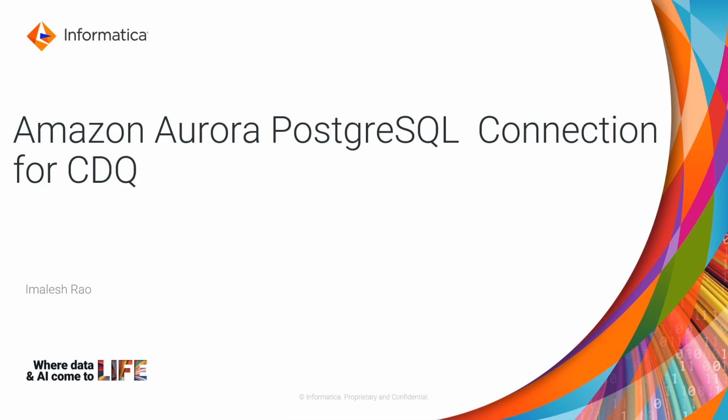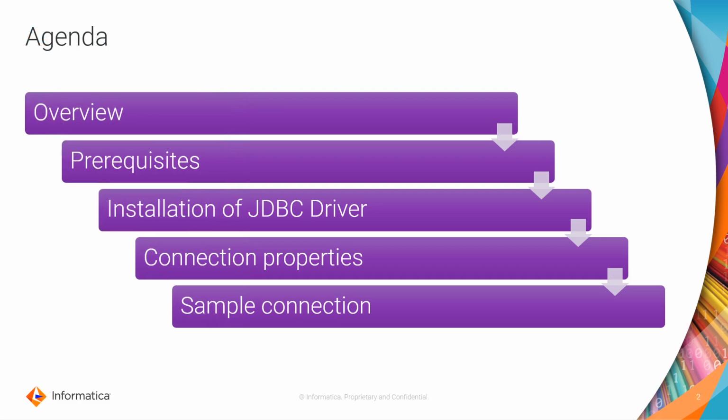This is Imalesh Rao from Informatica GCS, and in this video we are going to see how to create an Amazon Aurora PostgreSQL connection for CDQ in IICS. Today's agenda will be an overview of Amazon Aurora PostgreSQL, the prerequisites required for the connection, the installation of the JDBC driver, the properties required to create the connection, and a sample connection for your reference.